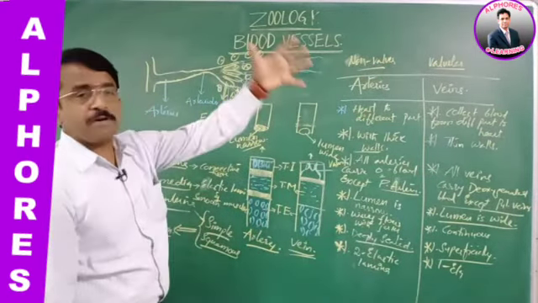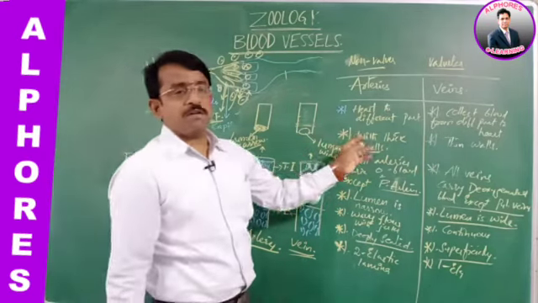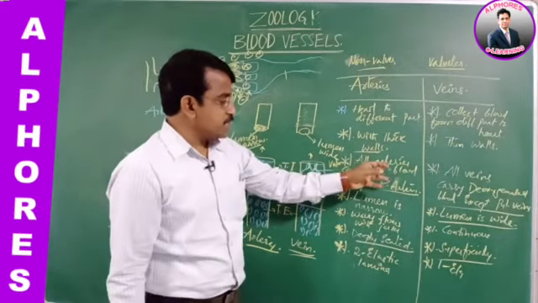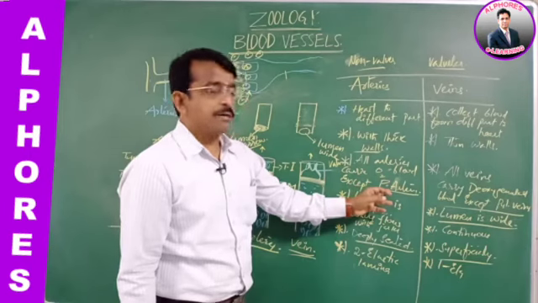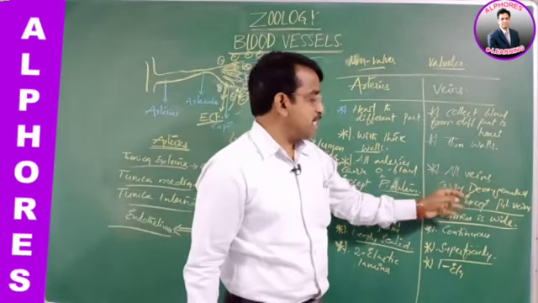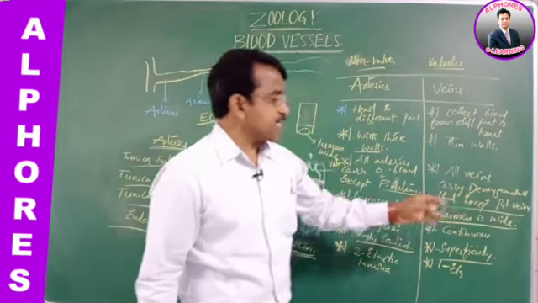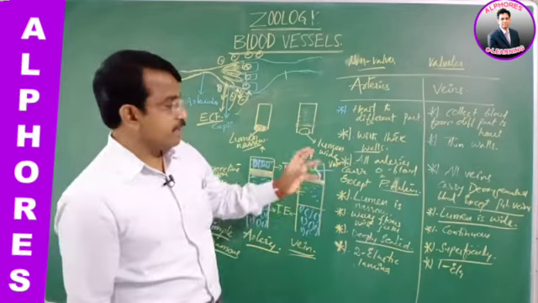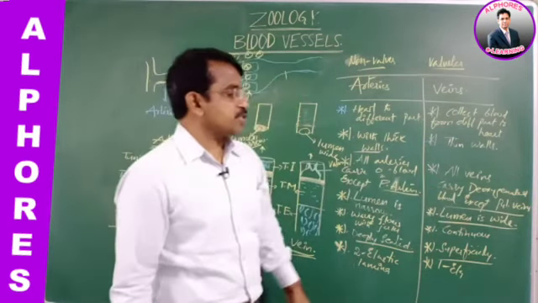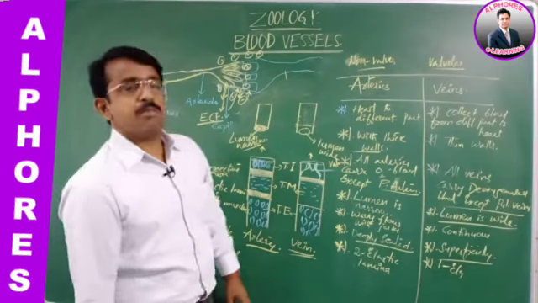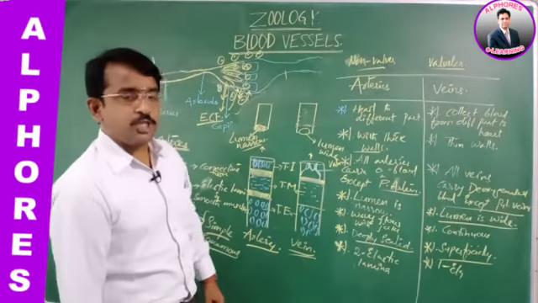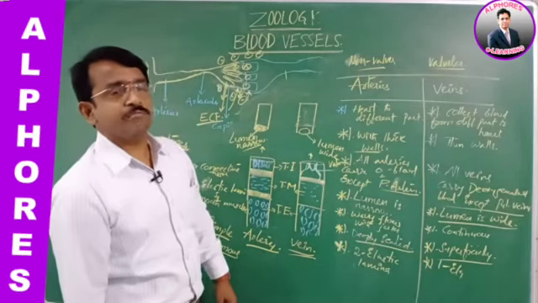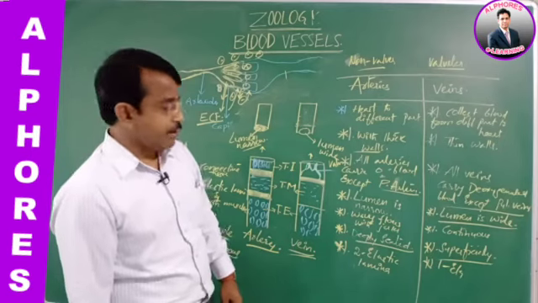Next, the other differences: arteries are with thick walls, veins are with thin walls. All arteries carry oxygenated blood except the pulmonary artery, whereas all veins carry deoxygenated blood except the pulmonary veins. The number of pulmonary veins is 4, two from each lung. The pulmonary veins open into the left atrium, carrying the oxygenated blood.